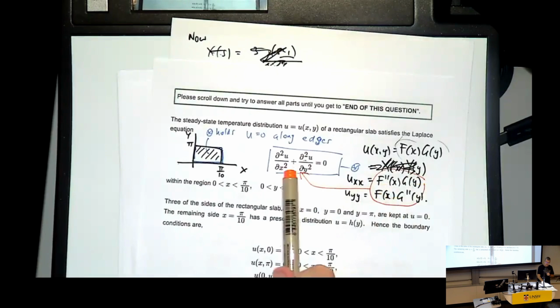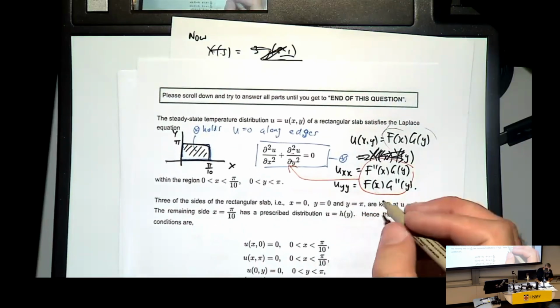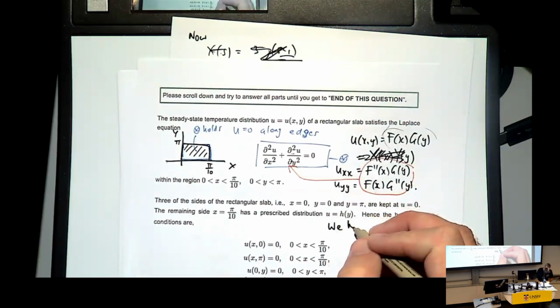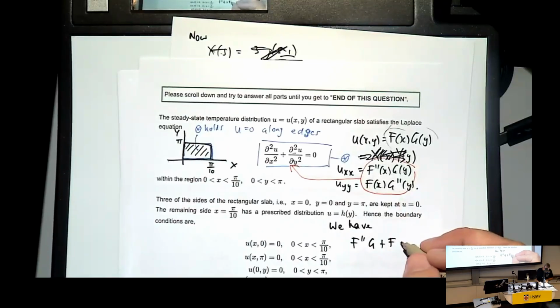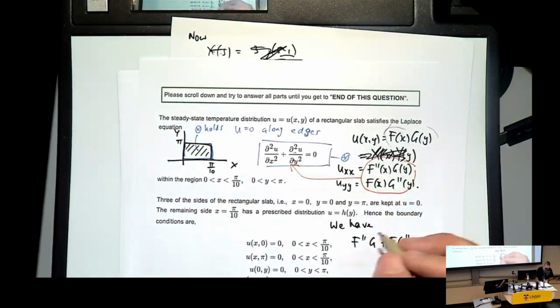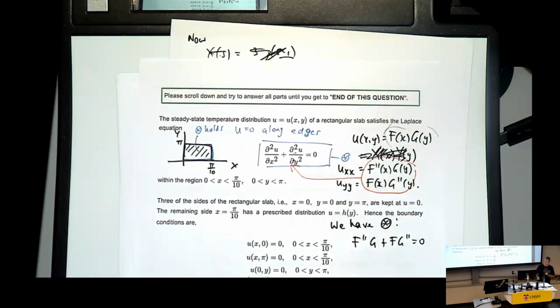Okay? So let's try that. So we take those, sub them in for this derivative and that derivative, and we'll get something like the following. Okay, so I'm going to get f double prime g plus f g double prime equals 0. So that's what this thing becomes. So separation of variables. It's called that because what do we do? We separate the variables. Okay? Makes sense?